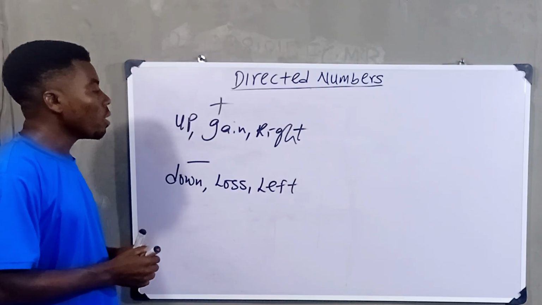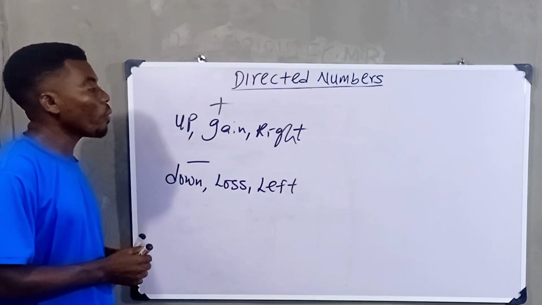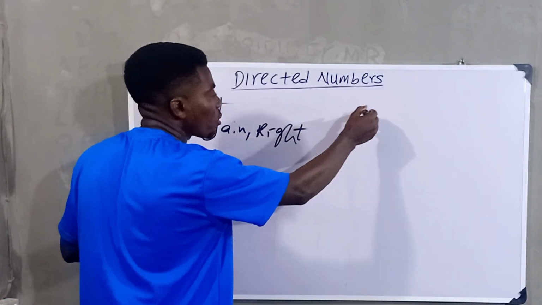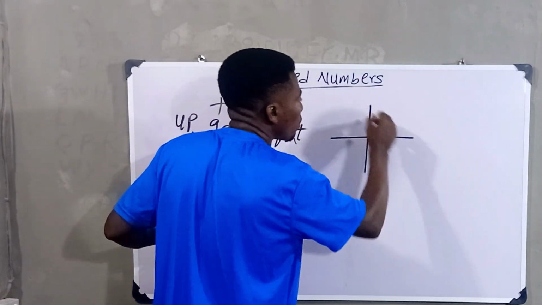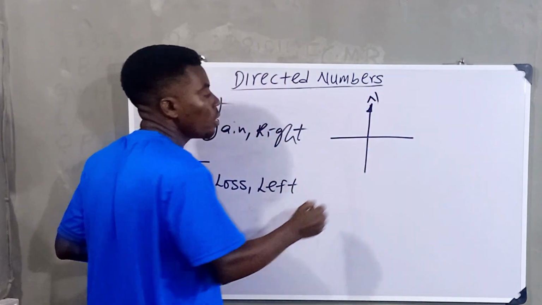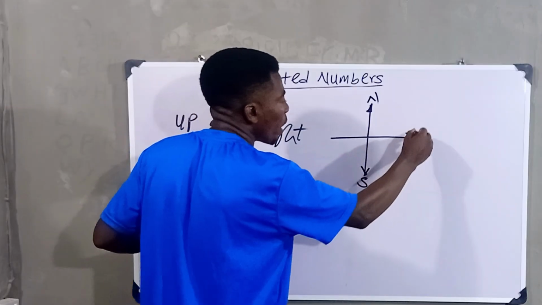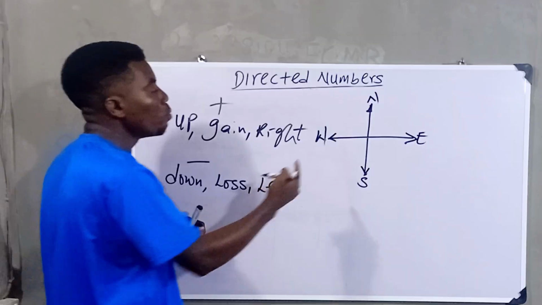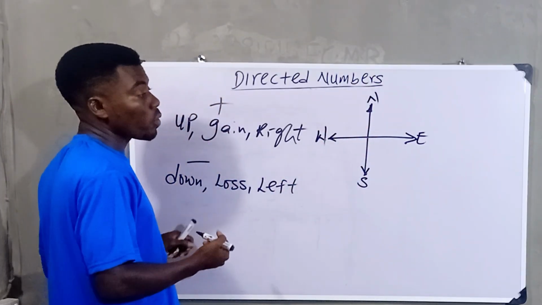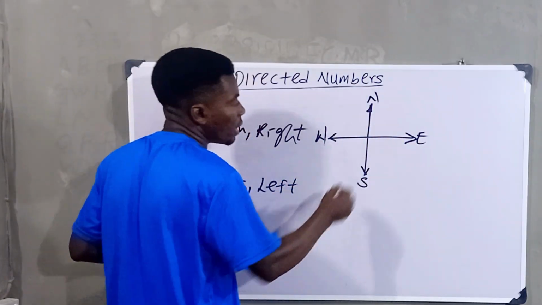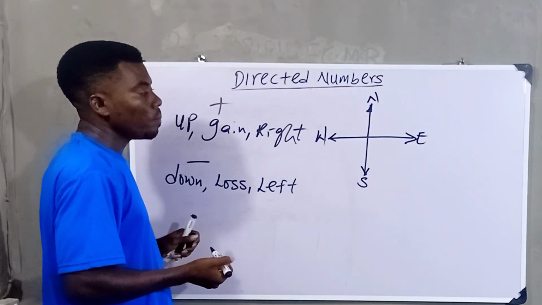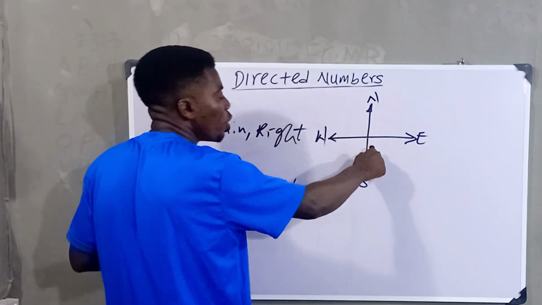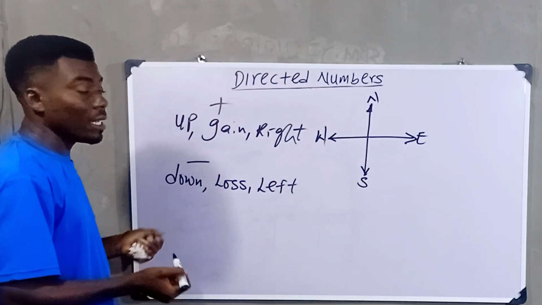First of all, let's start with the four major cardinal points of the earth. So we have the North Pole, we have the South Pole, we have East, and then we have what? West. So when you move towards the north, that is positive. And if you move towards the east, that's still positive. Then what happens if you move towards the west?